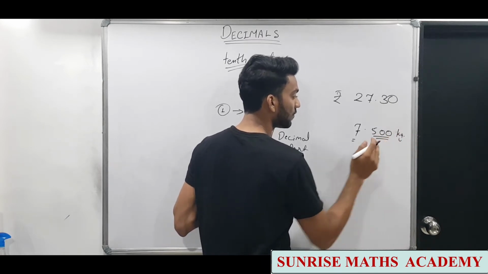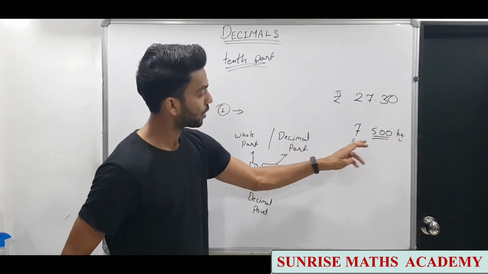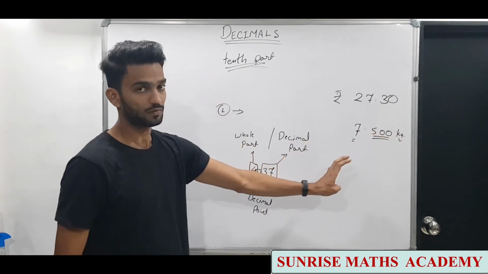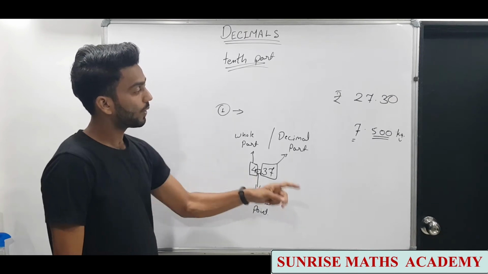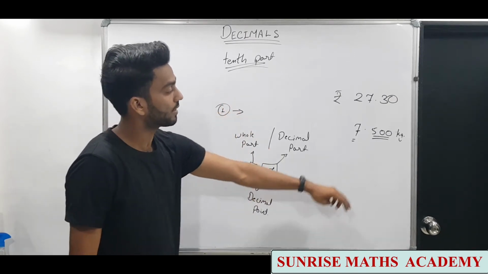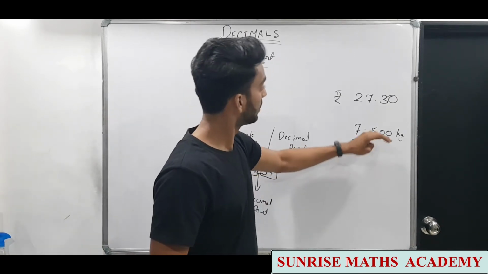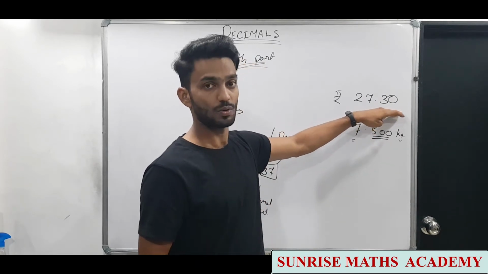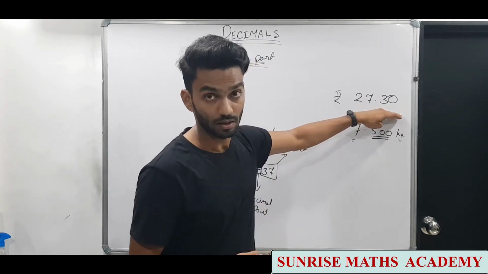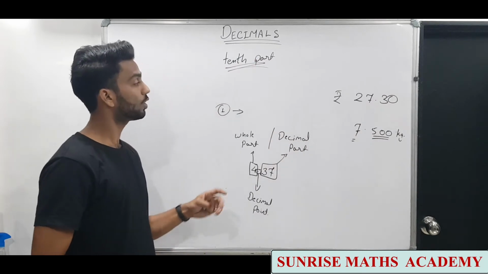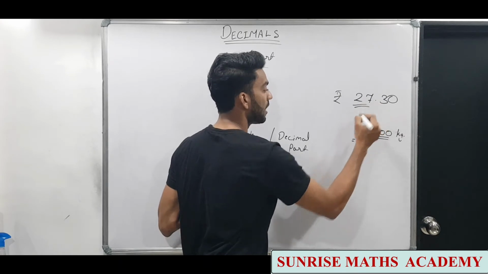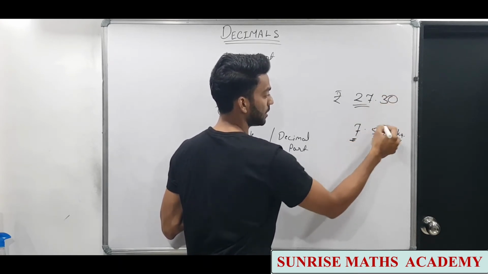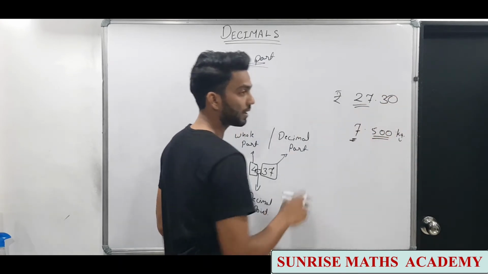So we can write it with only 5, or 7.500 kg. I just wrote 5. That is also okay. What is important here is that we are dividing that 1 kg in 1000 parts and 500 is taken. Here 1 rupee was divided in 100 and 30 is taken. Like that we divide, and therefore we are getting this decimal. Here this is the whole part, this is the decimal part, and this is separated by the decimal point.